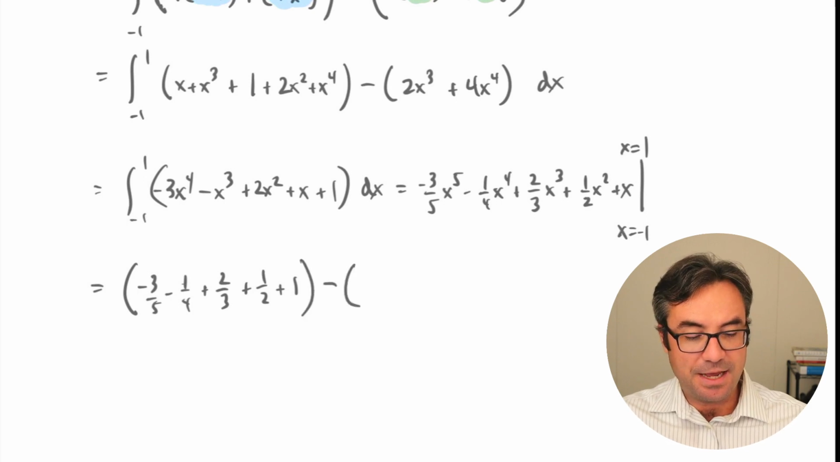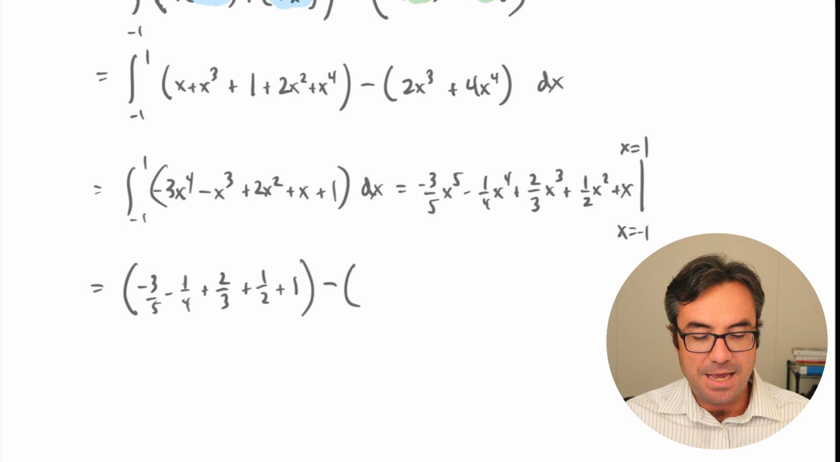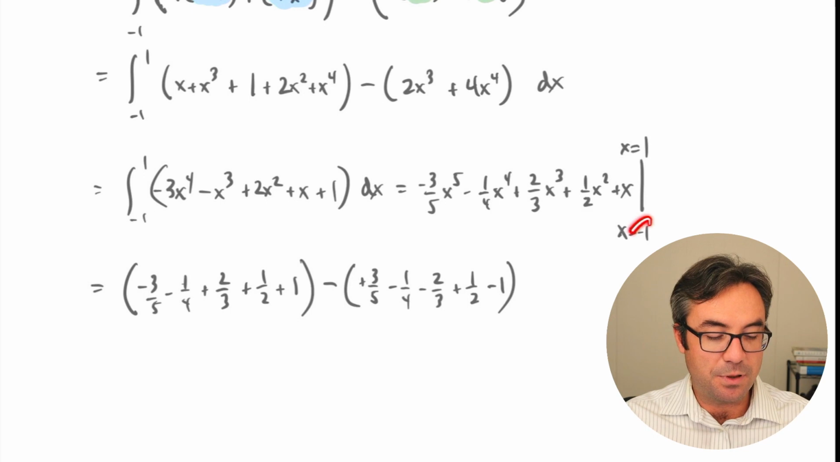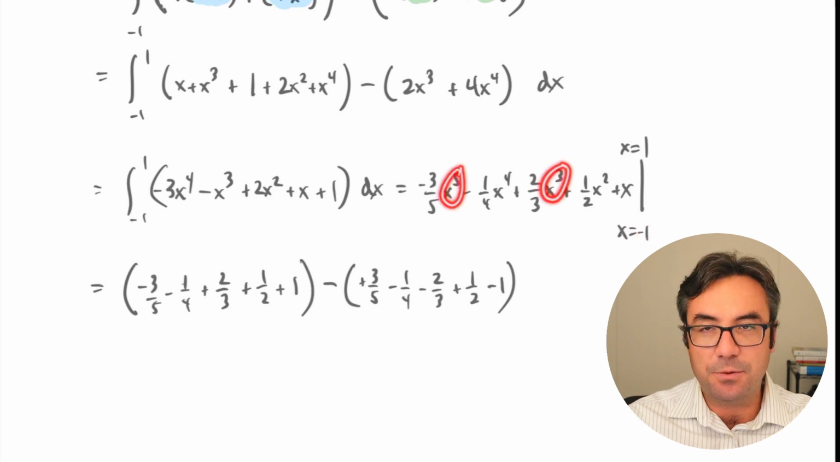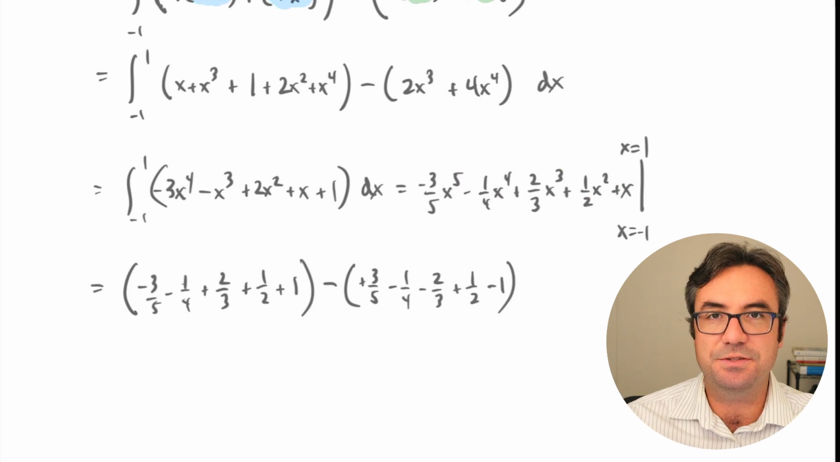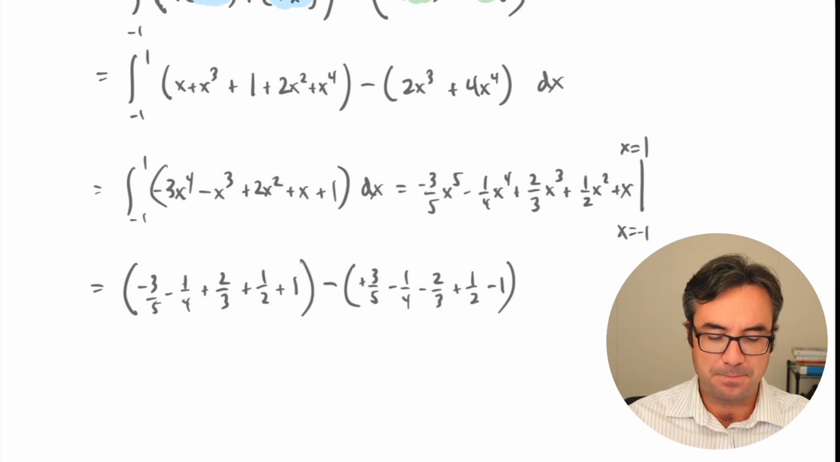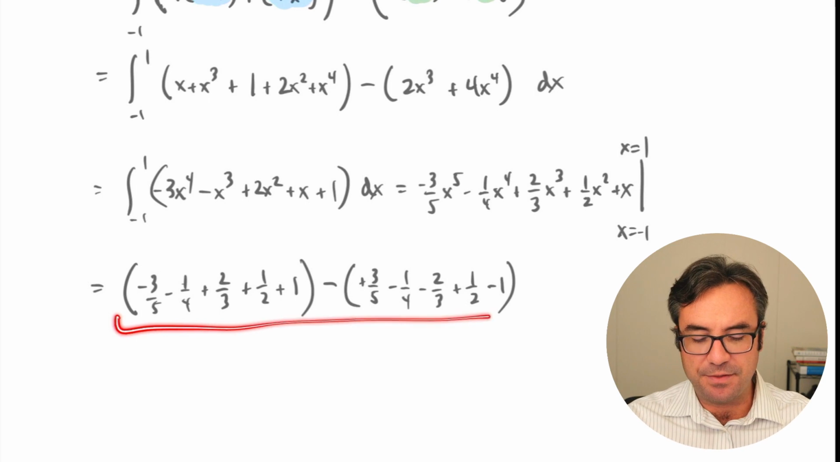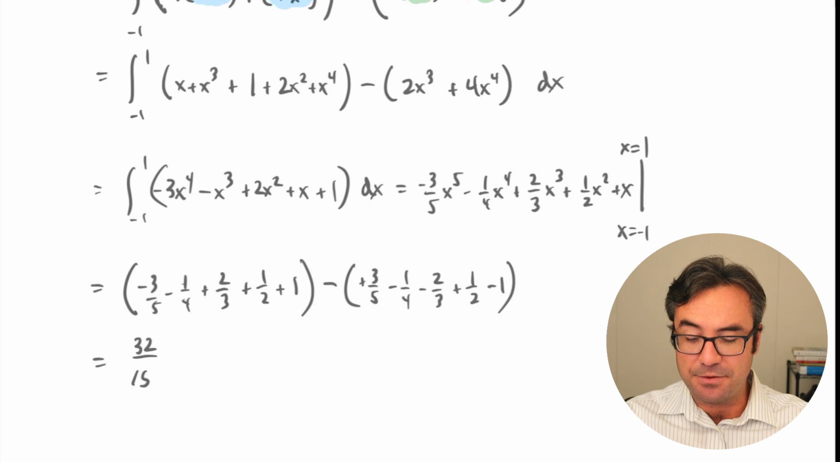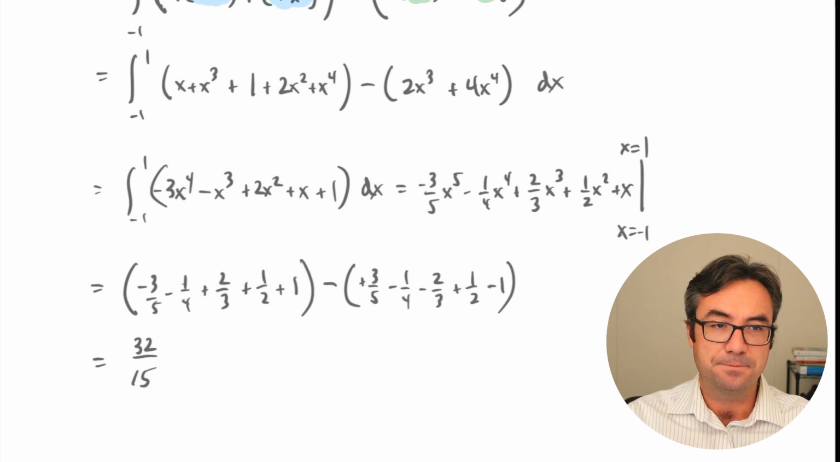Then we subtract, and then we plug in the negative 1. When we do that, we end up with positive 3 over 5 minus 1 over 4 minus 2/3 plus 1/2 minus 1. Don't forget, when we plug the negative 1 in, all the odd powers keep the negative 1, and for all of the even powers, the negative 1 just cancels out and we're left with just a 1. We could simplify this down more, and I'll leave it for you. If we get a common denominator, this ends up being 32 over 15.